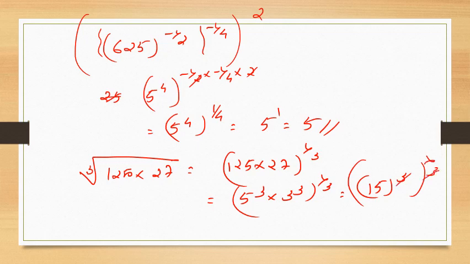So 3 cancel. So what is the answer? 15 raised to 1. 15 raised to 1 is what? 15. Answer is 15.